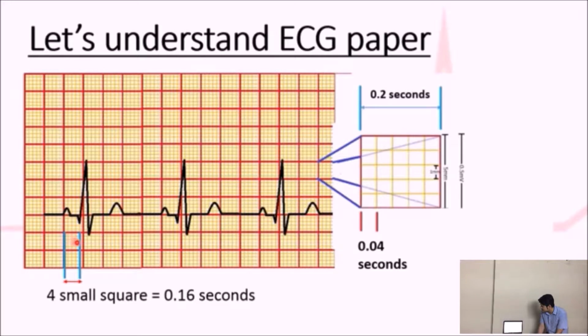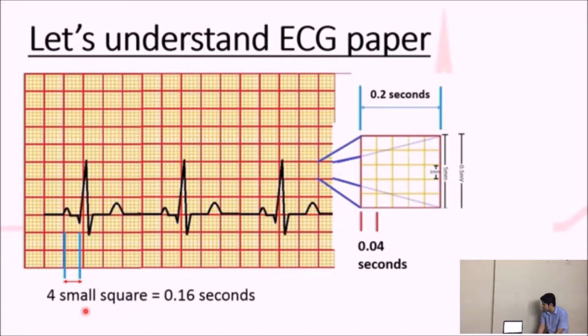If you see the ECG paper here, you can see 1, 2, 3 and 4 small squares are covered. So what does that mean? Let's understand this with a little zoomed version. One large box is shown here and one large box has 5 small squares. Now one large box represents 0.2 seconds, so one small box represents 0.04 seconds. In our example, the P to R interval, from the start of the P to the start of the R, is 4 small squares, equal to 0.16 seconds.